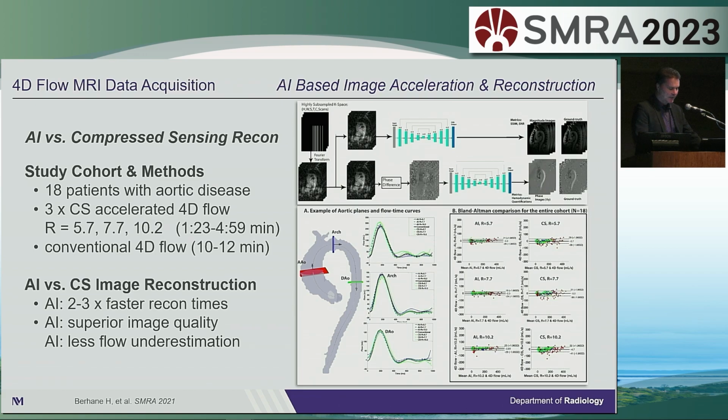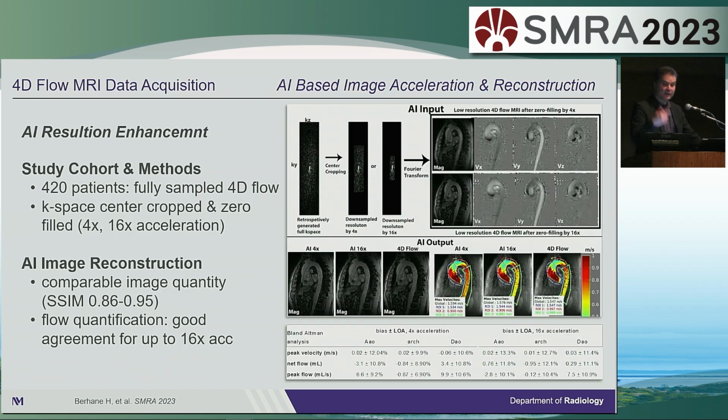He's since then taken that a little bit further, and you'll see this later in the session. Haben has a talk here. This is just a preview of some of his results where he now drove the acceleration even further up to 16-fold and had very good results, and even moved away from the compressed sensing type pseudo-random undersampling, but just did a very simple center cropping of k-space and still got very, very good results.